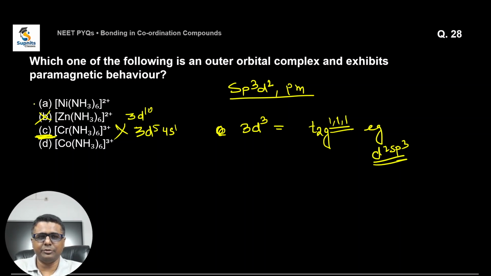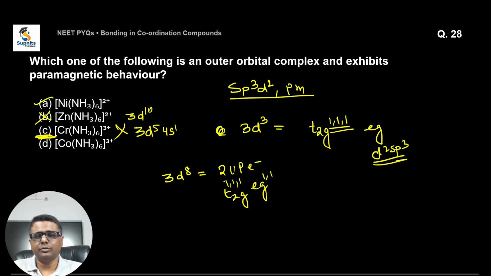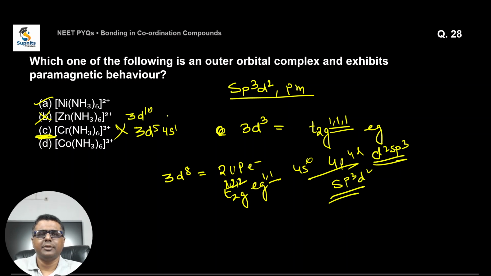Now I'll again go to this one. Ni2+ is 3d8. I know it very well. With a weak field ligand, it will have 2 unpaired electrons. Can you draw this yourself? t2g, eg. First 1 1 1, then 1 1 1, then this will be 2, this will be 2. So I think it's done. It is paramagnetic, no problem. Now it doesn't have any option. It has to use 4s, 4p and 4d for sp3d2 hybridization, that is outer orbital complex. So this will be the answer. I don't need to check any further.